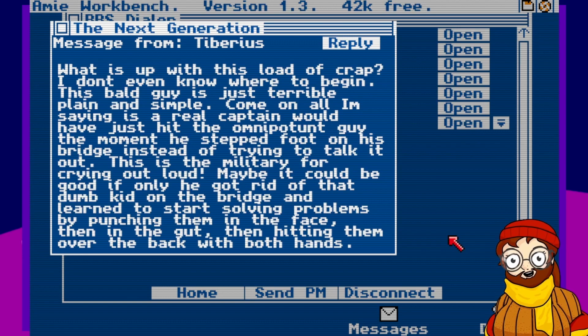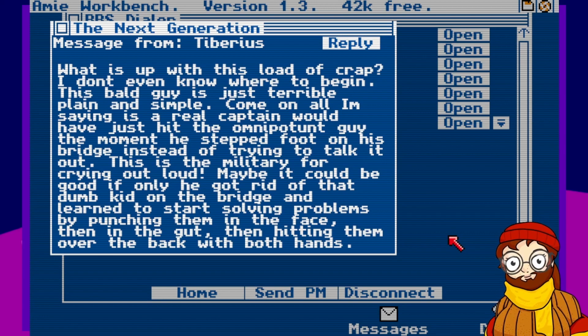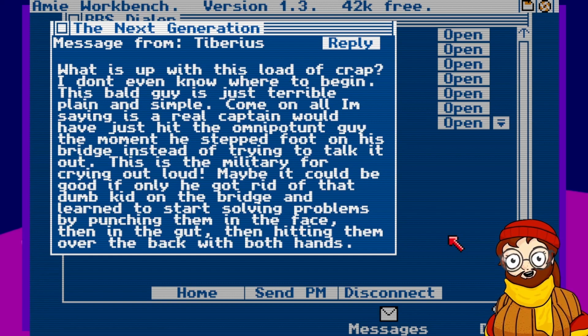Message from Tiberius. What is up with this load of crap? I don't even know where to begin. This bald guy is just terrible, plain and simple. Come on, all I'm saying is a real captain would have just hit the omnipotent guy the moment he stepped foot on his bridge instead of trying to talk it out. This is the military, for crying out loud. Maybe it could be good if only he got rid of that dumb kid on the bridge and learned to start solving problems by punching them in the face, then in the gut, then hitting them over the back with both hands.